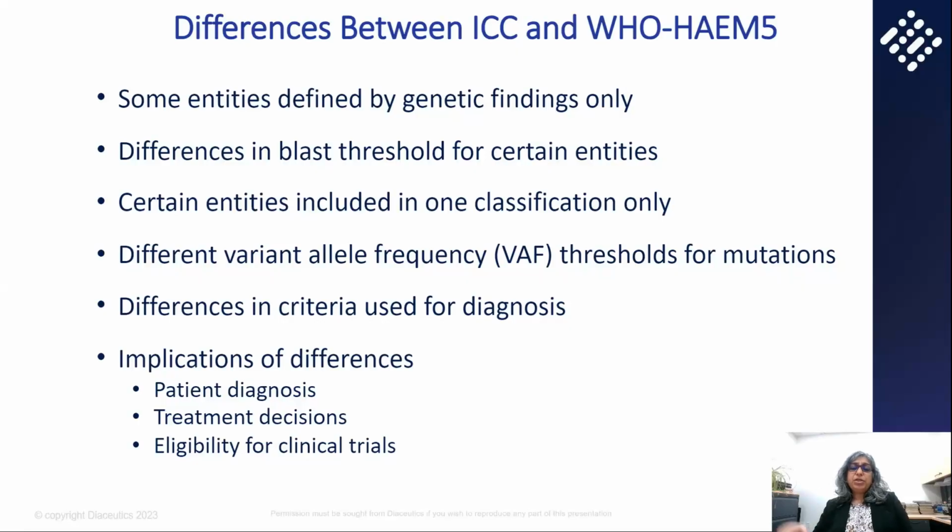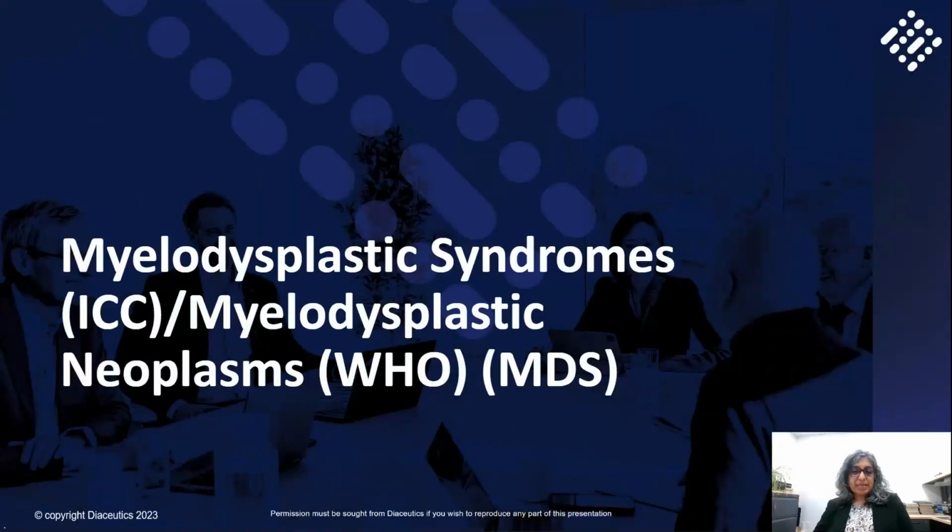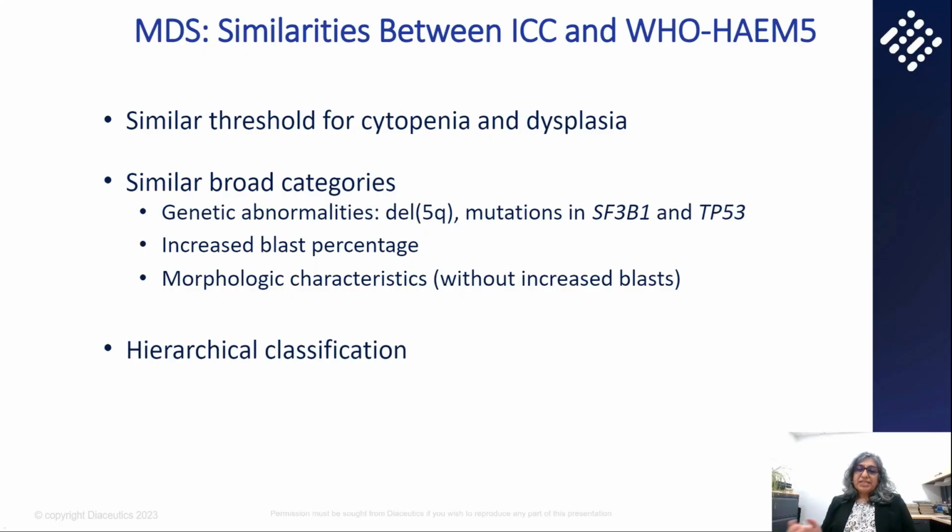So next, I want to focus on specific groups of myeloid neoplasms and then see how the two classifications are similar or dissimilar. So we'll start with myelodysplastic syndromes, a term that is still retained by WHO, while ICC calls them myelodysplastic neoplasms, but it's the same thing. How are the two classifications similar for MDS? They both have similar thresholds for cytopenia and dysplasia.